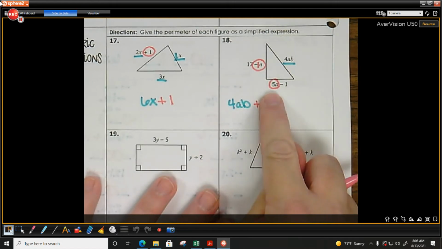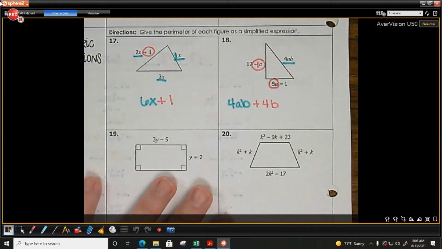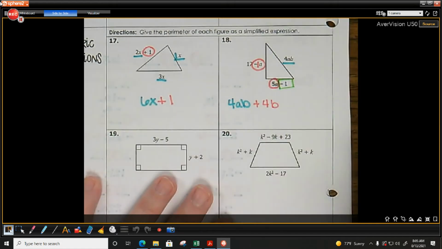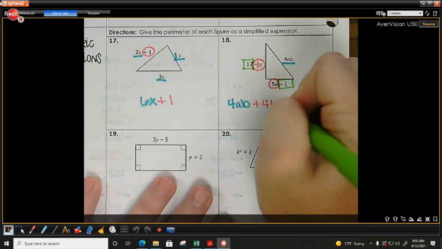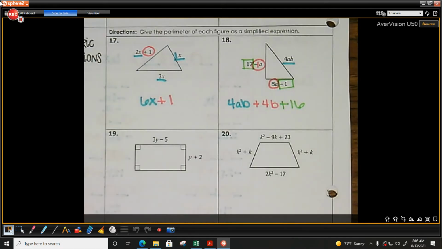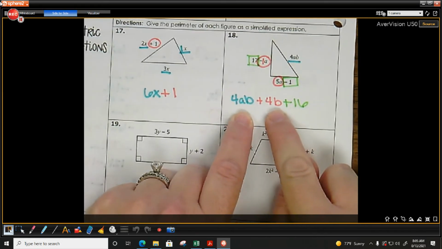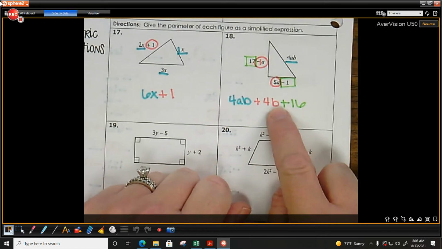Okay. Then I have my constants. I have a negative 1. And what else? Positive 17. So what's 17 minus 1? So plus 16. Are any of those like terms? These both have B's. This one doesn't have an A. So they're not like terms. Okay, they have to have the same variables.